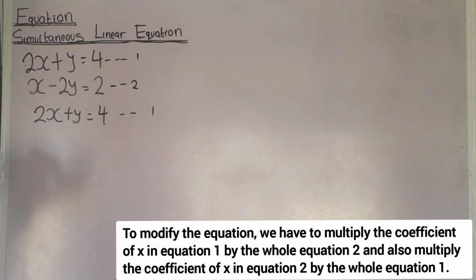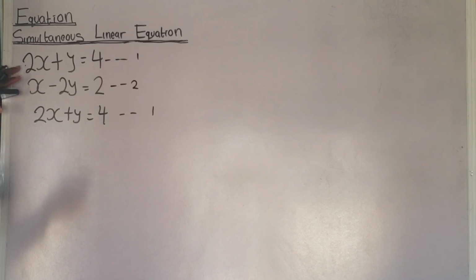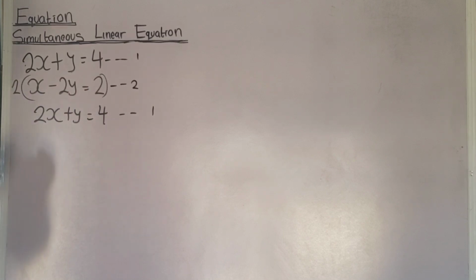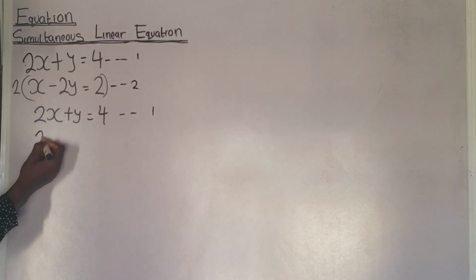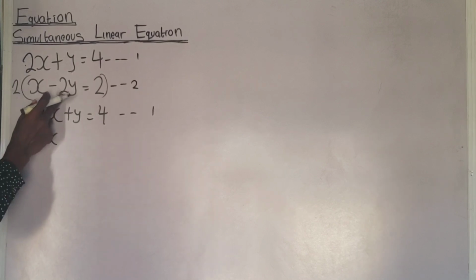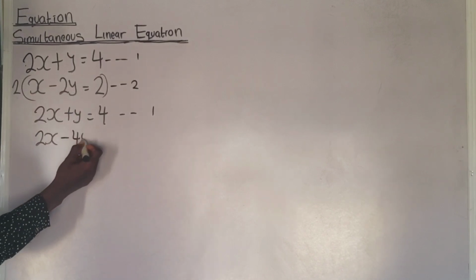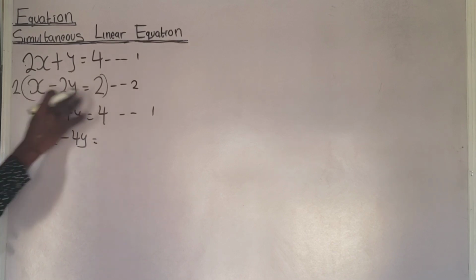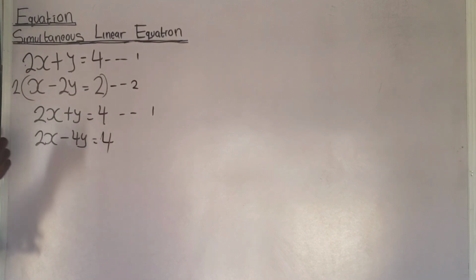I'm going to multiply equation 2 by the coefficient of x in equation 1. The coefficient of x in equation 1 is what? 2. So I'm going to multiply by 2. 2 multiplied by x is 2x. 2 multiplied by 2y is 4y. And 2 multiplied by 2 is 4. You understand? Please pay attention.